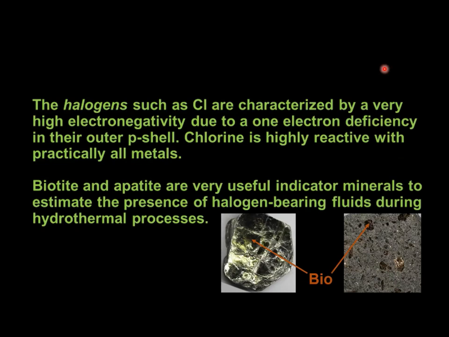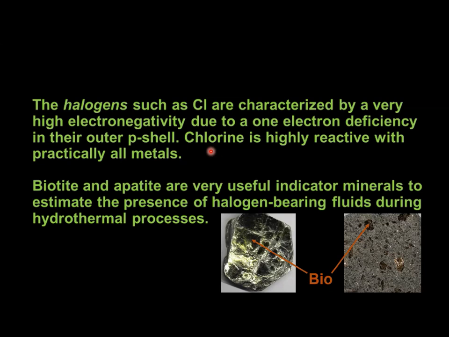The halogens, especially chlorine and fluorine, but chlorine is probably more important when you look for porphyry copper mineralization. They are very important as well because chlorine is highly reactive with practically all metals. And especially at the high temperatures, when you form a porphyry copper deposit, usually between 600 and 650 degrees, the metals get transported in the hydrothermal fluids as so-called chloride complexes. And that makes the chlorine almost as important as the water itself. So if you have intrusions which are primarily enriched in water and in chlorine, of course, they are more fertile and more prone to form mineralization.